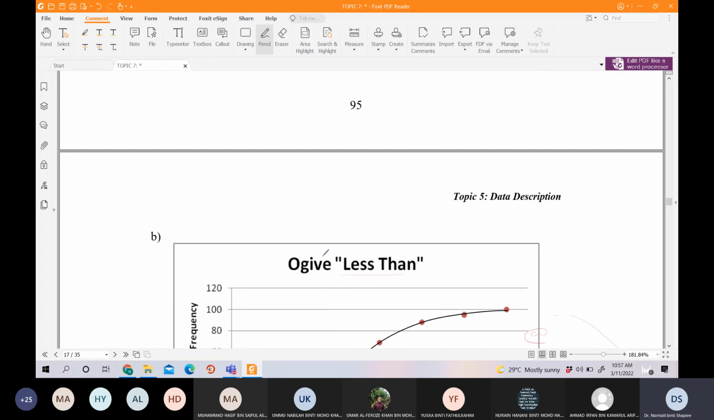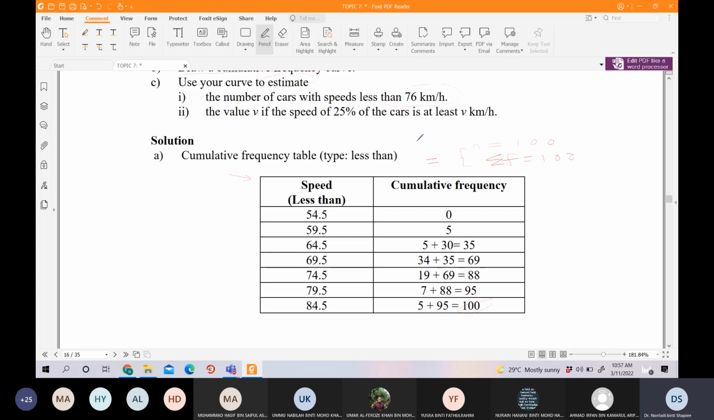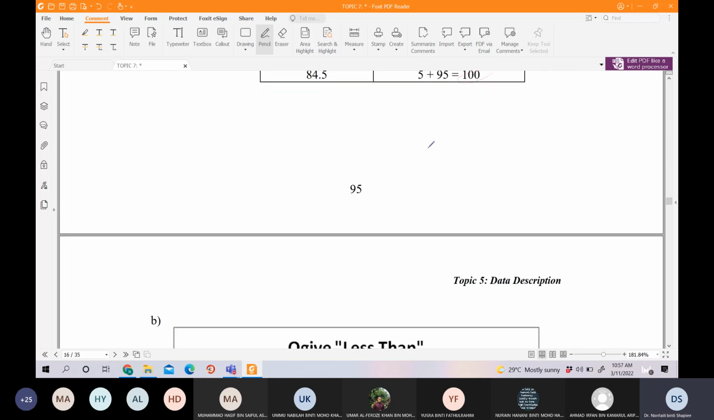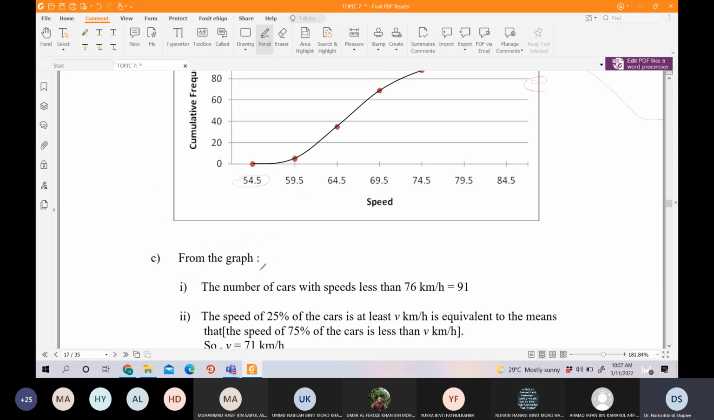Okay, after drawing, what do we have to do? From the curve, you have to estimate. Estimate what? The number of cars with speed less than 76 km per hour. So we have to look at 76 km per hour. The number of cars with speed less than 76 km per hour is equal to 91.